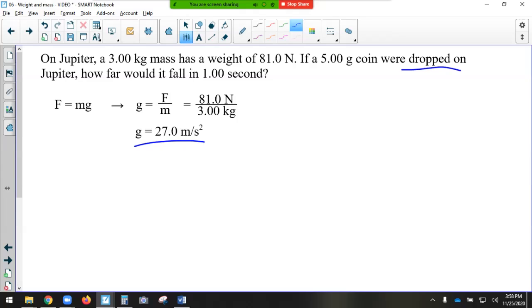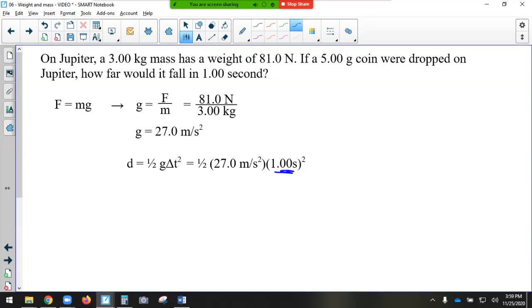We typically have a free fall problem. A free fall problem is typically defined by using good old-fashioned kinematics. So the displacement going down is equal to 1/2 your acceleration of gravity multiplied by your time squared. And since we know the acceleration of gravity is now 27 meters per second squared at Jupiter, all we have to do is plug that into your kinematics equation.